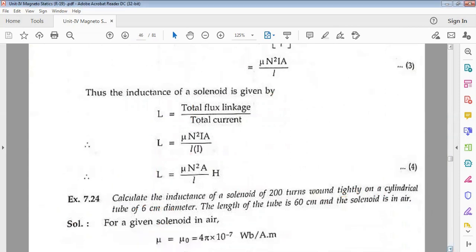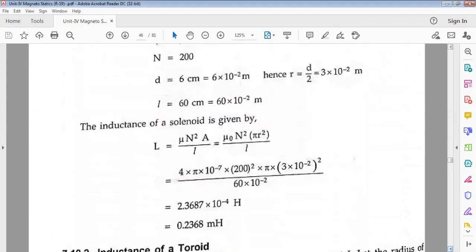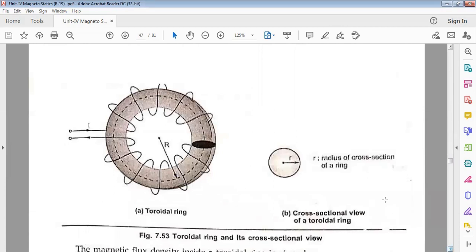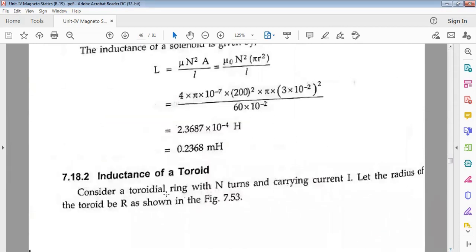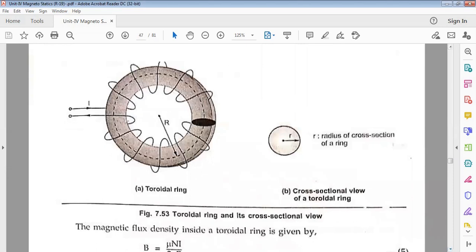Next, the inductance of the toroid. See, consider a toroid ring with N turns carrying current I. Let the radius of the toroid be capital R. See, this is a toroid we have, with a number of turns of the coil. The current I passes through that coil, and the radius of that toroid is R.